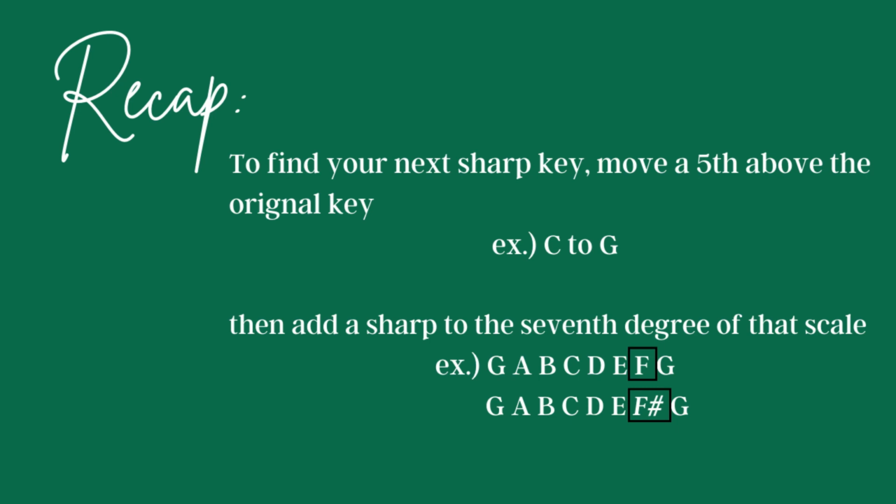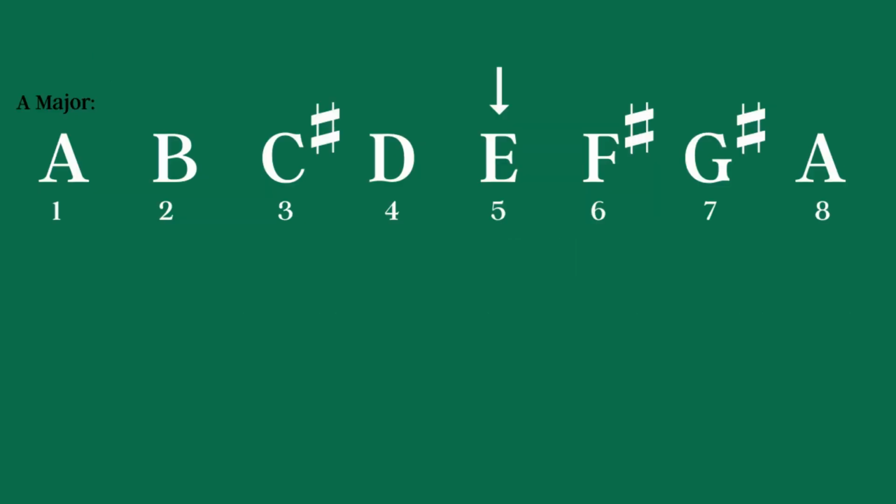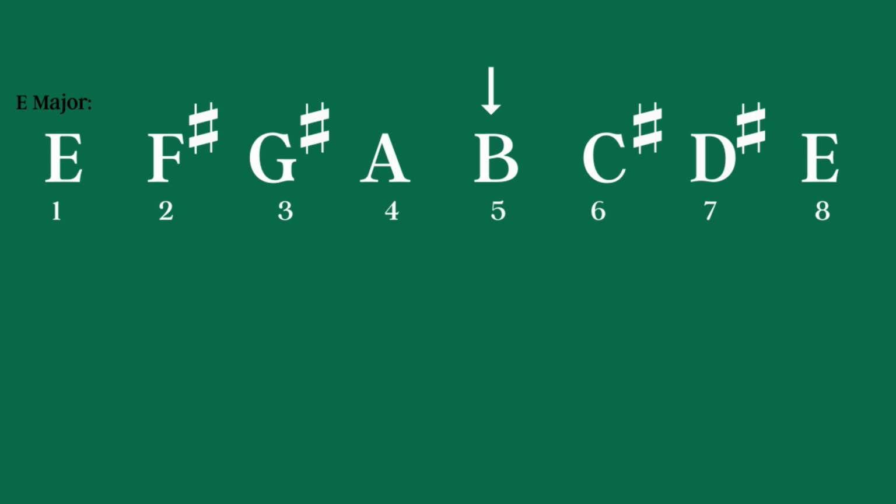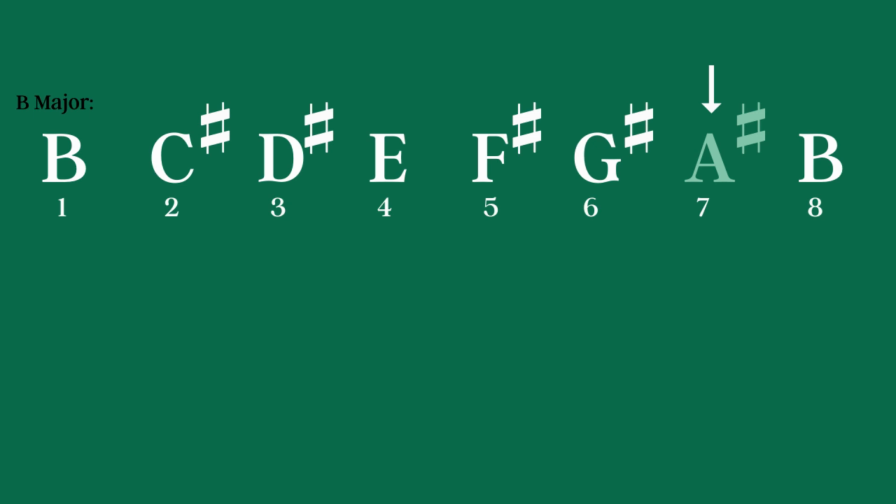I'm going to speed up the process again to save some time, but know that as I move forward, the sharps I'm adding are always the 7th degree of the new key. The 5th of A is E, so E major will have 4 sharps: F sharp, C sharp, G sharp, and D sharp. This D sharp will sit on the 4th line of the treble staff and the 3rd line of the bass staff. A 5th above E is B, so B major has 5 sharps: F sharp, C sharp, G sharp, D sharp, and A sharp.